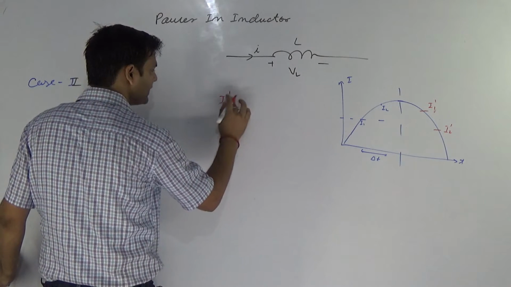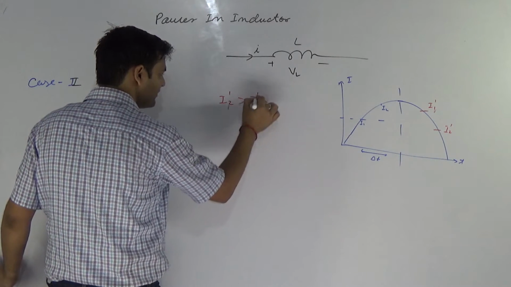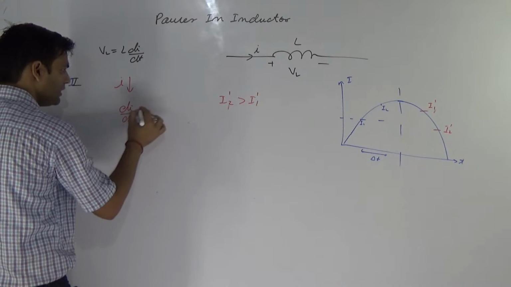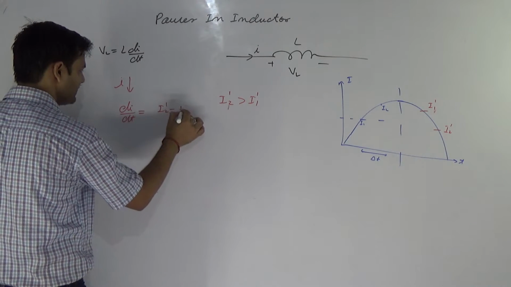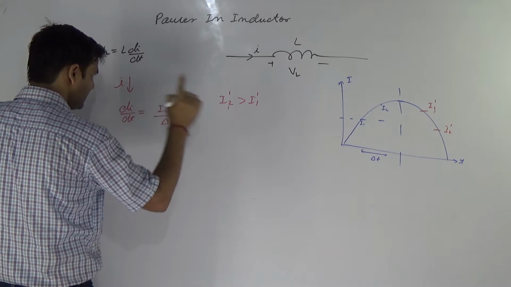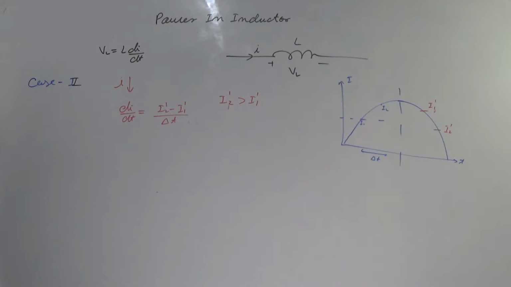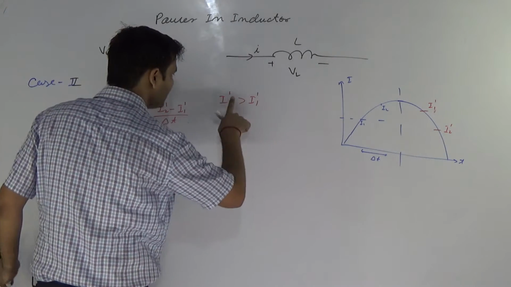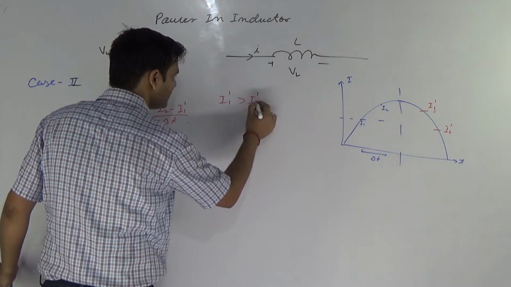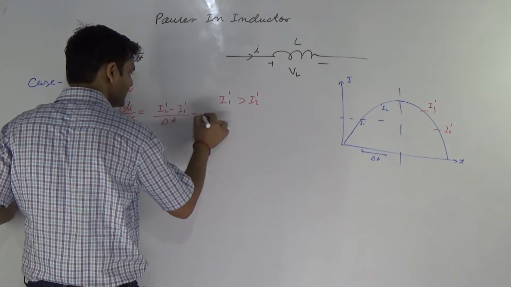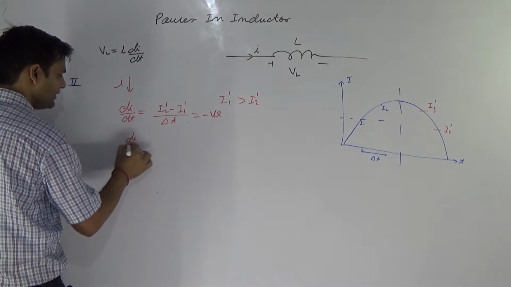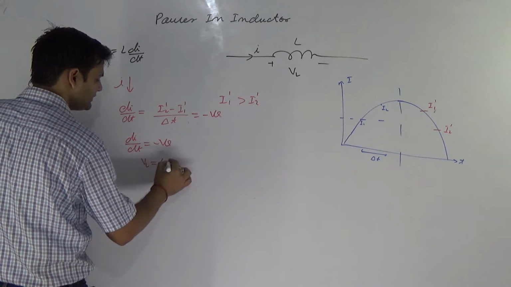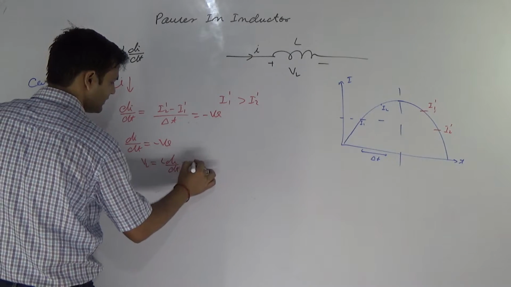I1 dash is greater than I2 dash. It means the rate of change, I2 dash minus I1 dash divided by delta t, is negative. That's why di by dt is negative, so the voltage across the inductor, which is L di by dt, is negative.